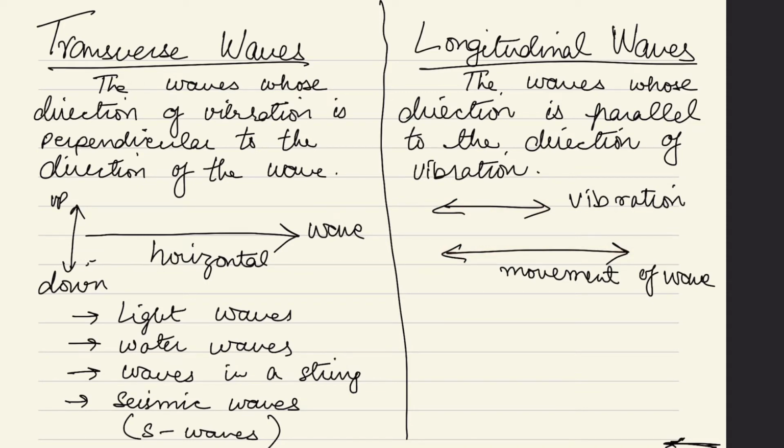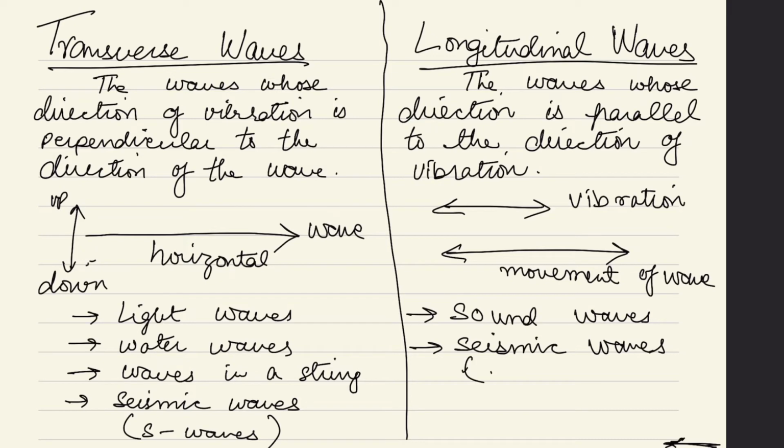Now, examples of longitudinal waves are sound waves. All types of sound waves are longitudinal waves. And from the seismic waves, the P type of waves are longitudinal waves, right? So these are the differences between the transverse waves and the longitudinal waves. P waves means the primary waves, and S waves means the secondary waves. All right, so this is it for the types of waves.